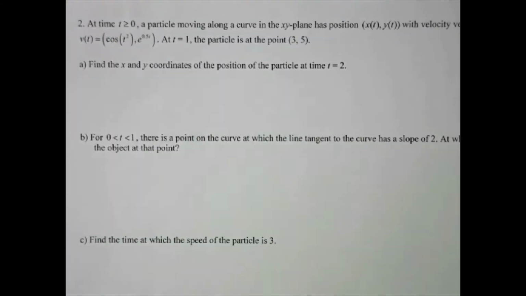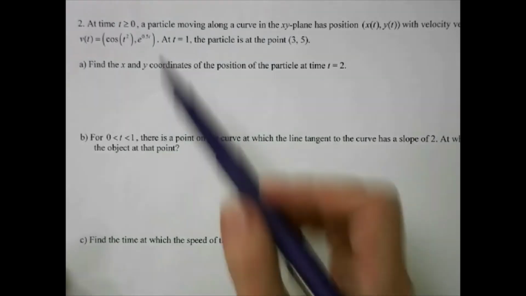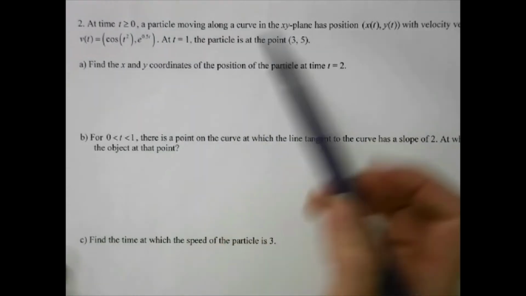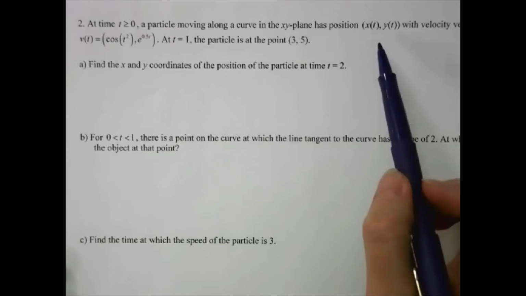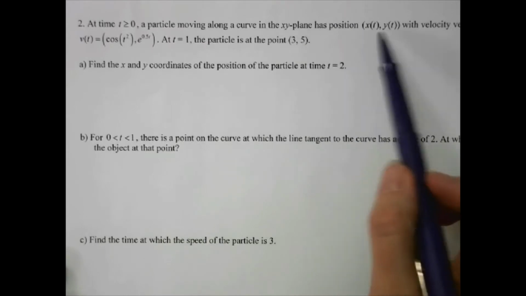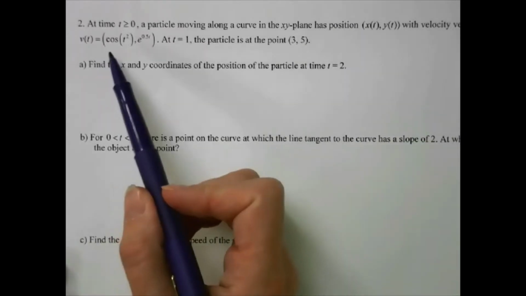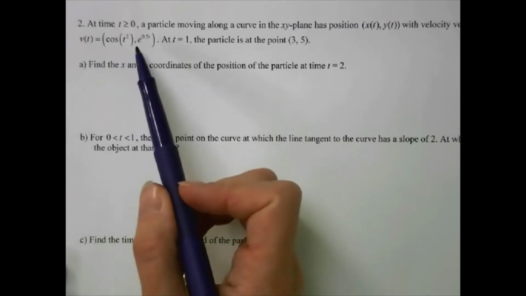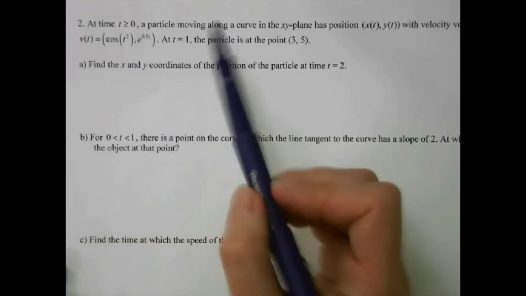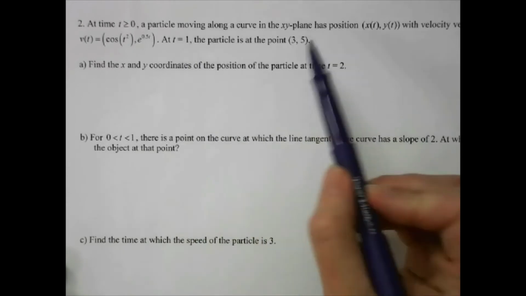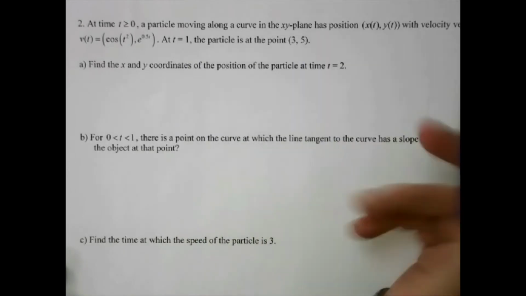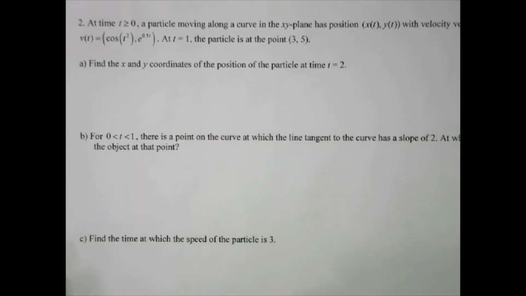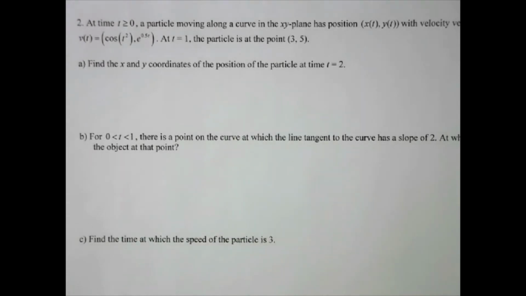Okay, our next problem. At time t greater than or equal to 0, a particle moving along a curve in the xy plane has a position x(t), y(t) with velocity vector cosine t squared, e to the 0.5t. And at time equals 1, the particle is at the point (3, 5). So we're going to find the x and the y coordinates of this particle at time 2.